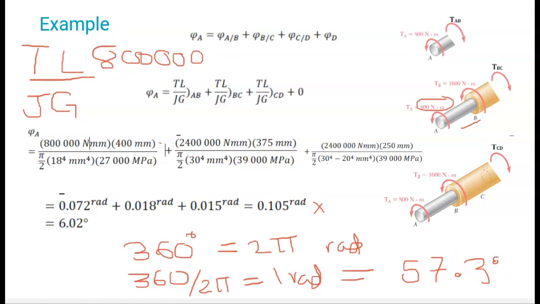So if you want to convert that one, you've got 0.105 radian. You multiply this by 57.3, and that will give you an answer in degrees, which is 6 degrees. So there is a twist of 6 degrees. That is 57.3, not 57.03, and that will give you 6.02 degrees.